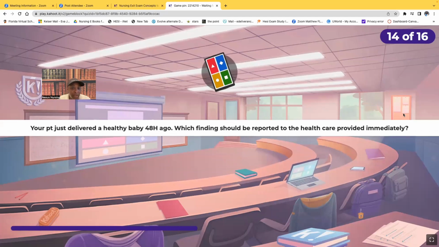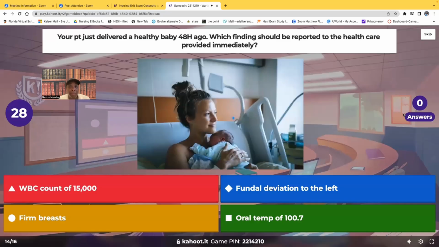Your patient just delivered a healthy baby 48 hours ago. Which findings should be reported to the healthcare provider immediately? Would it be WBC of 15,000? Would it be a fundal deviation to the left? Would it be firm breasts or an oral temperature of 100.7? Your patient just delivered a healthy baby 48 hours ago. Which one are you going to report to the healthcare provider immediately?